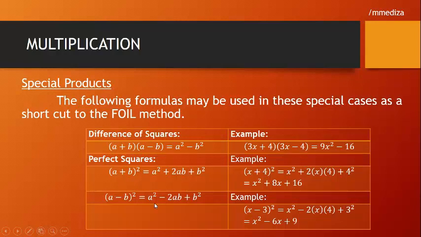Same with the perfect square. For example, we have x plus 4 raised to 2. So simply use this equation to get the product. And the same is true with x minus 3 raised to 2. Using this equation, we can quickly get the result of x minus 3 raised to 2. That will be x raised to 2 minus 6x plus 9.